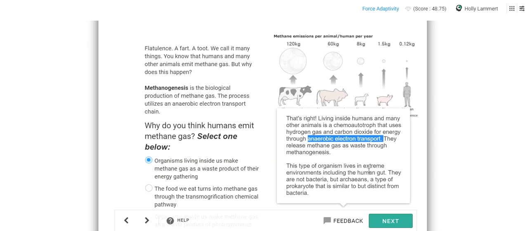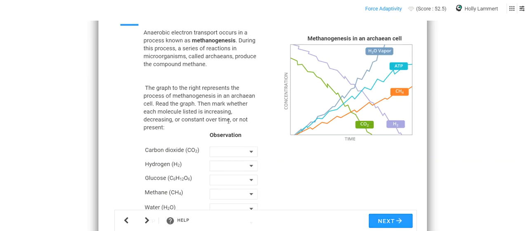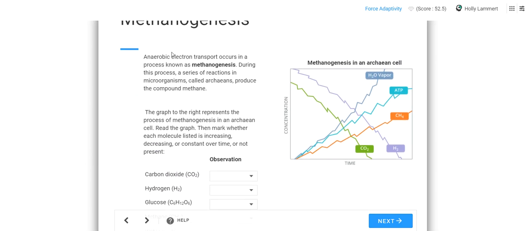What's extreme about the human gut? Well, it is very acidic. So they're not bacteria, but archaeans, a type of prokaryote that is similar to but distinct from bacteria. And we talked about those last semester. Chemoautotroph, again, meaning something that can make energy from chemicals, like they were just talking about.